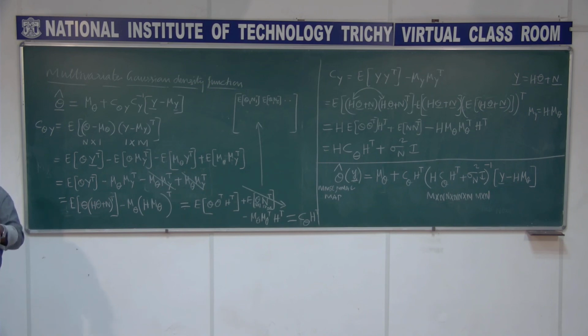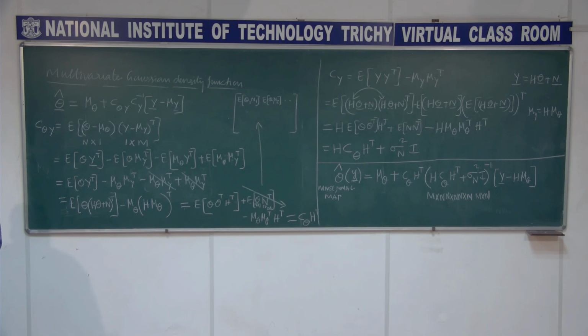I am finding out the Gaussian density function of y given theta. That's very, very important. I am not finding out the Gaussian density function of y alone, but the Gaussian density function of y given theta. That given theta is more important. So what about the covariance matrix? The same way, we can find out this covariance matrix for y given theta.